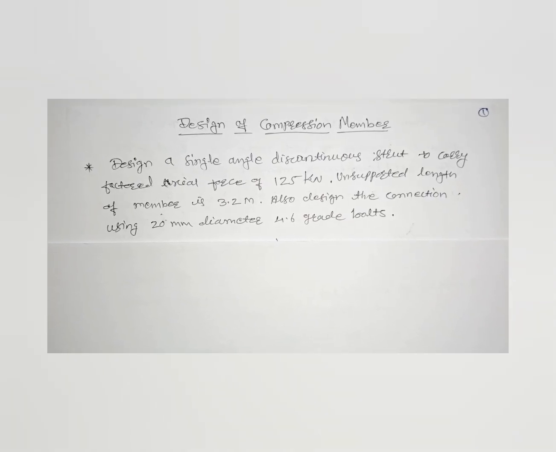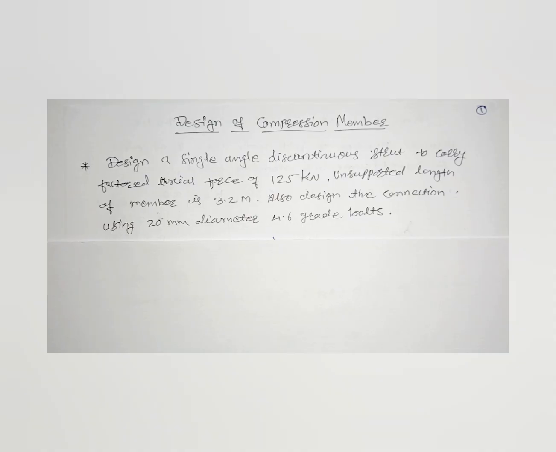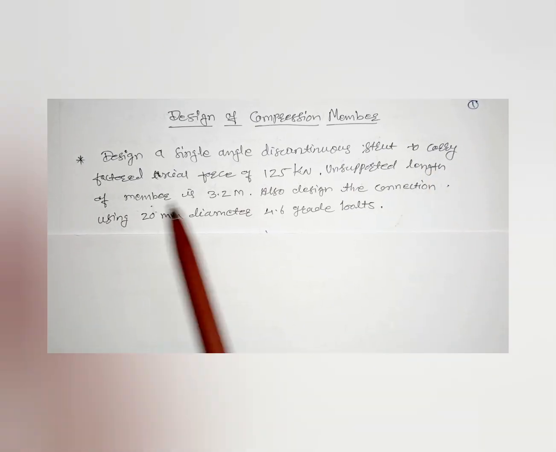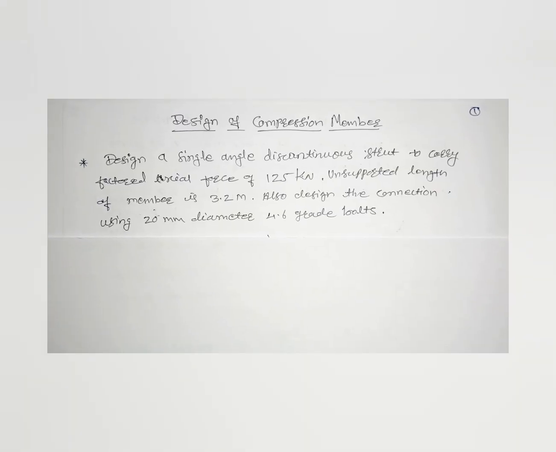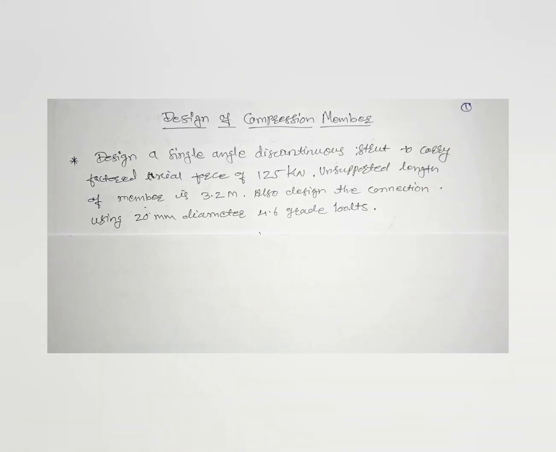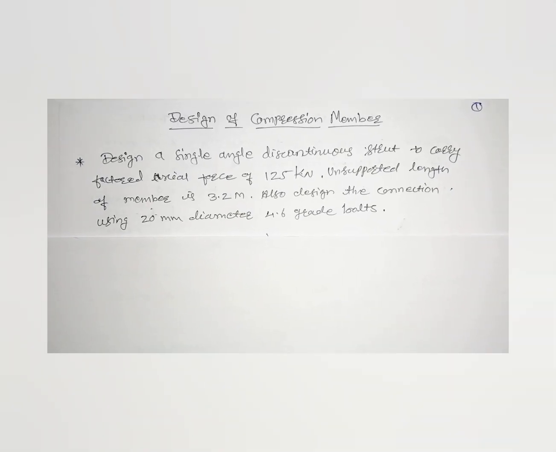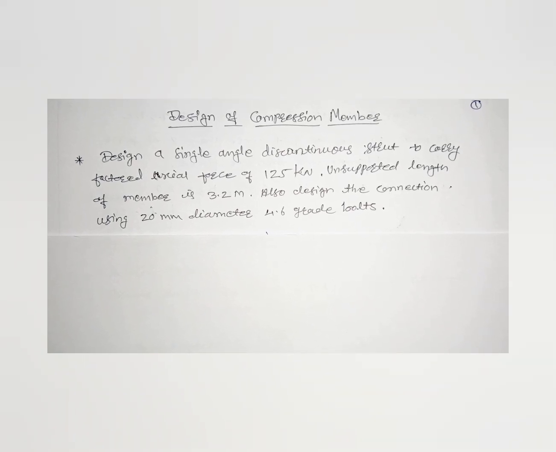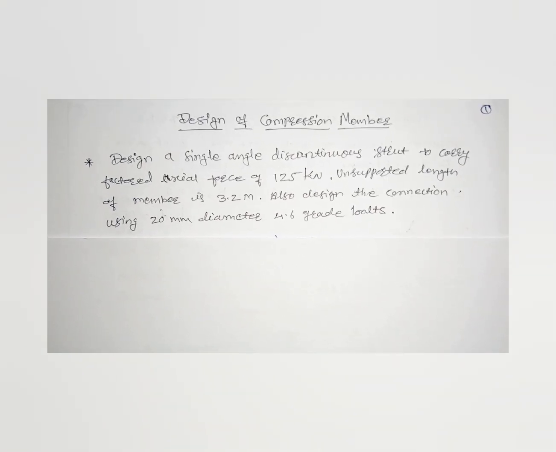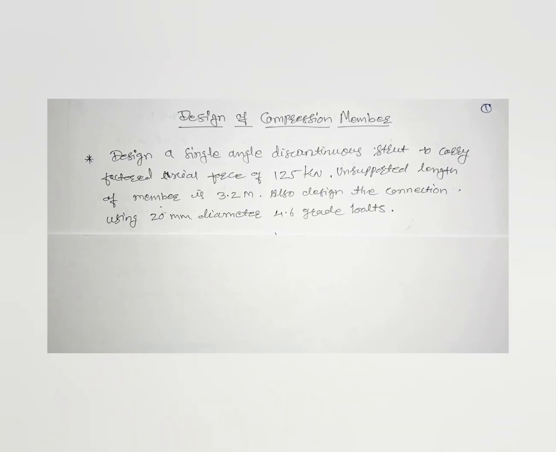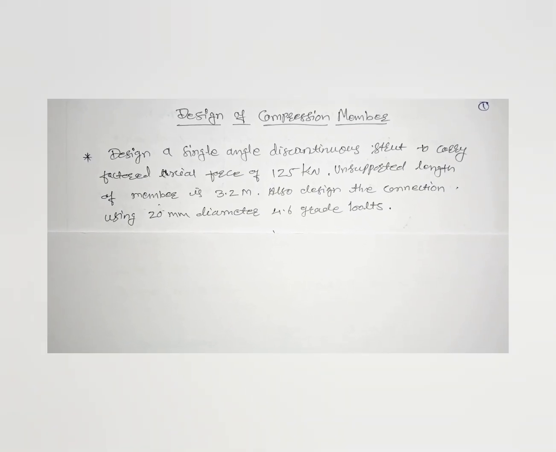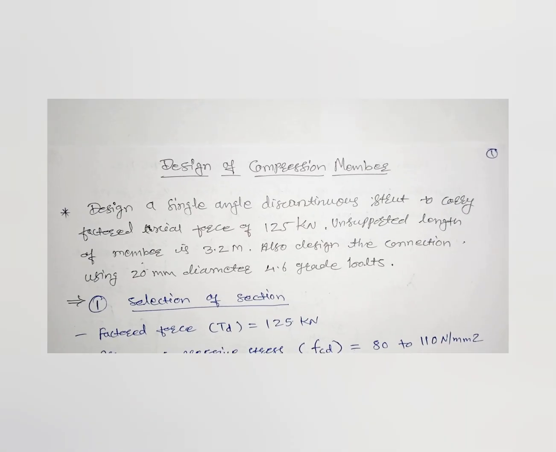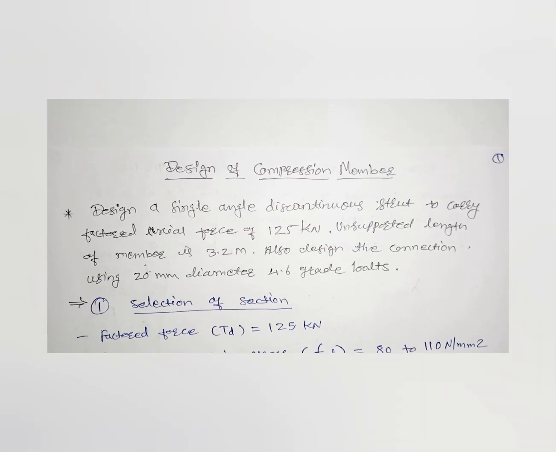So today's numerical we will go through the design of a single angle discontinuous strut to carry a factored axial force of 125 kilonewton, unsupported length of member 3.2 meter. Also we have to design its connection by using 20 diameter 4.6 grade bolt. So we are trying to solve this numerical step by step.